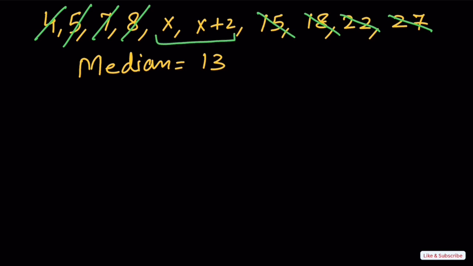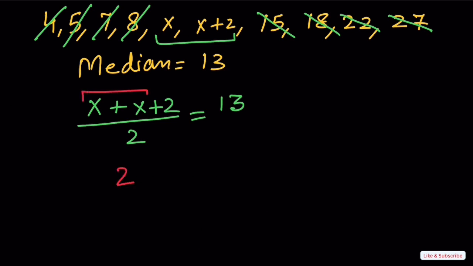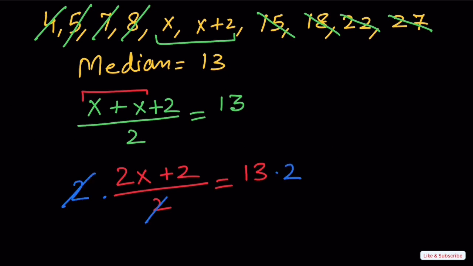We have two numbers at the center. So when you have two numbers at the center, we need to find their average to find the median. So that's going to be first number plus second number divided by 2, and that's equal to 13. Now what is x plus x? That is 2x plus 2, over 2, is equal to 13. That 2 is in the division. We want to get rid of that. So what we'll do? We'll multiply by 2 on both sides. So what am I left with? 2x plus 2 is equal to 26.